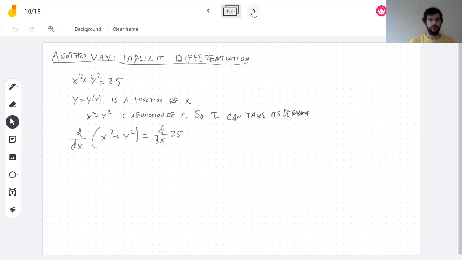So from here, I'm going to get an equation, and it's going to be an easy equation. Okay, so let's start with the easy thing. This is zero. The derivative of a constant is zero. Now, the derivative of x squared is not that hard either. And now the problem is, what do I write here? What is the derivative of y squared?